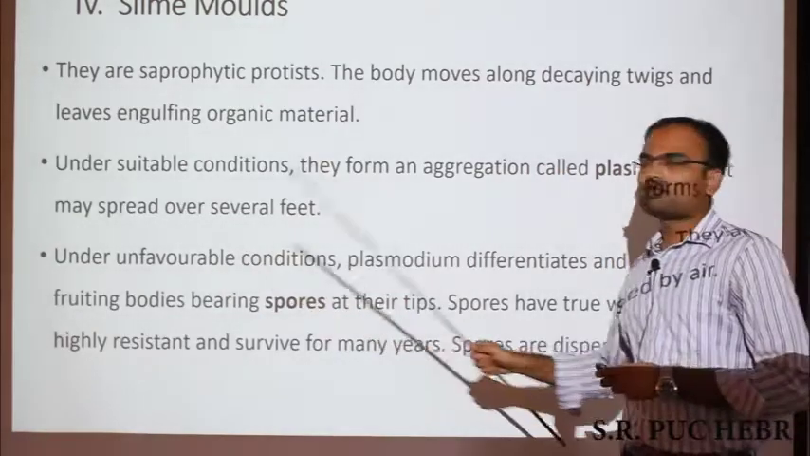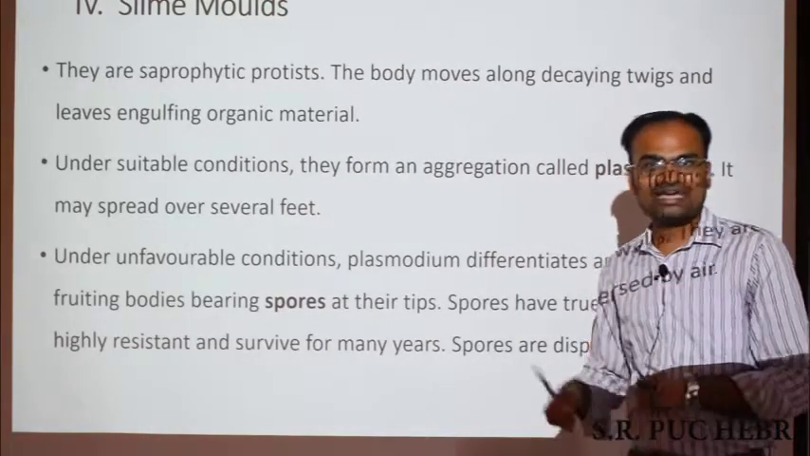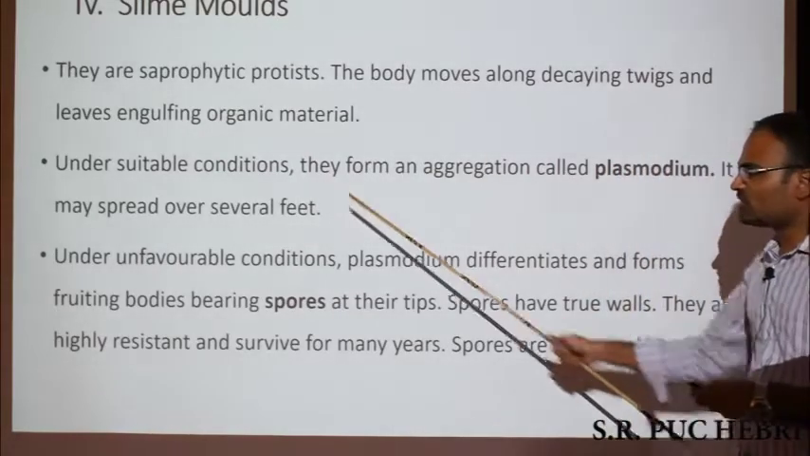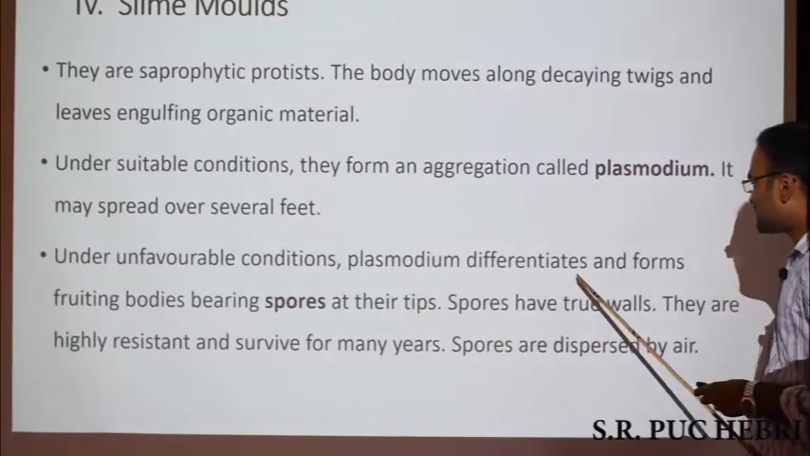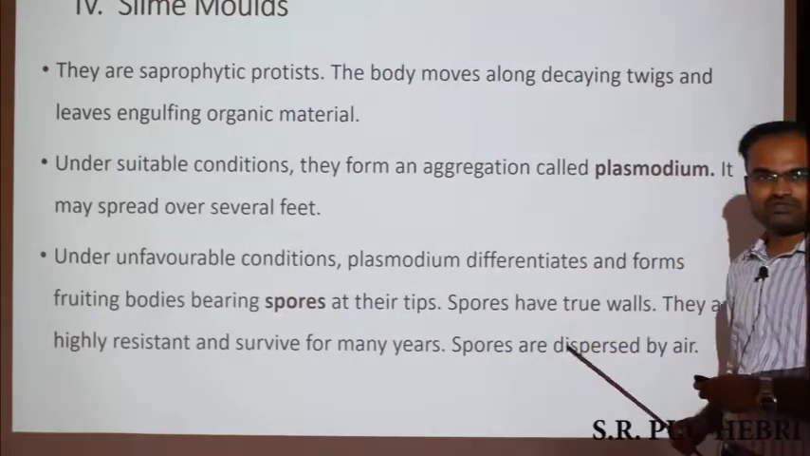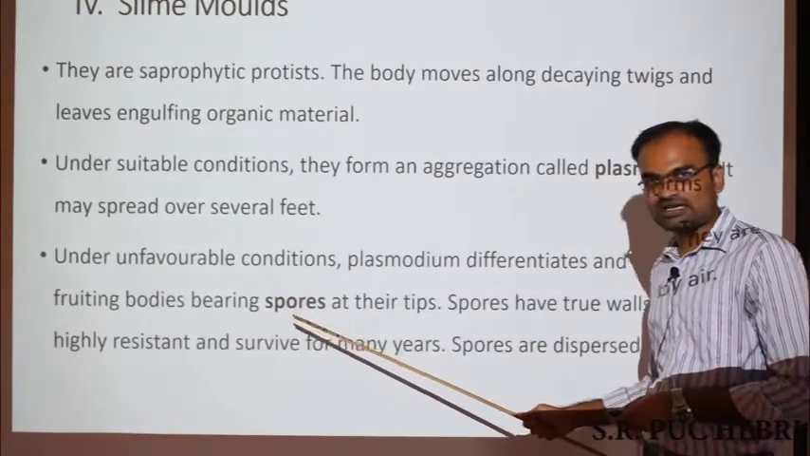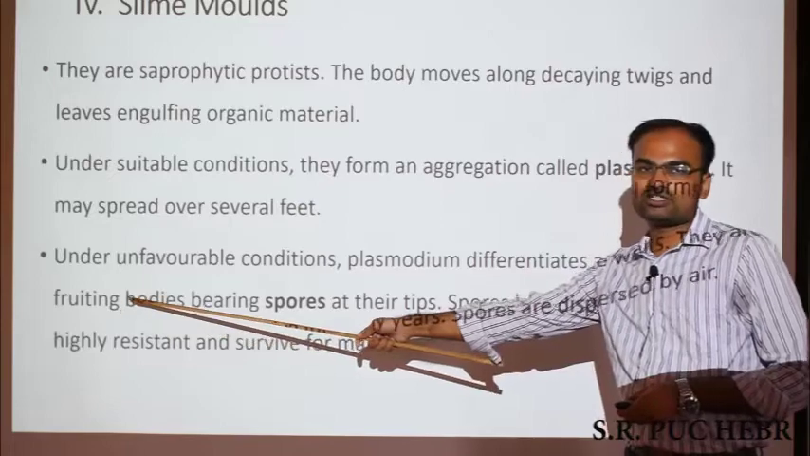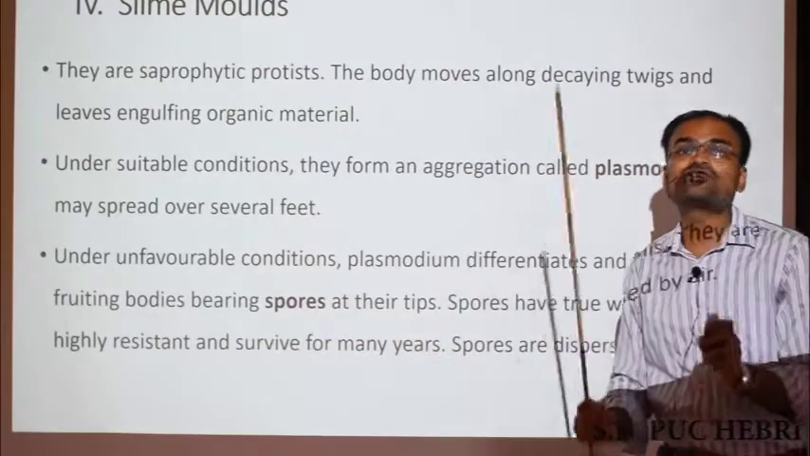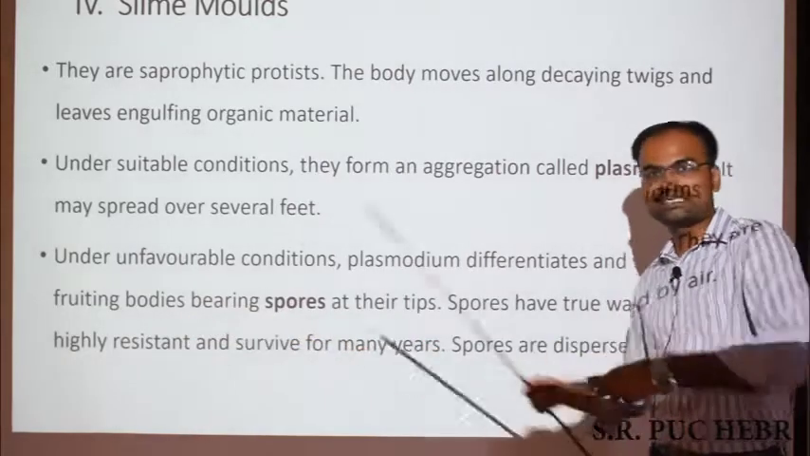But during unfavorable condition, if there is no availability of water, if they don't get enough nutrients for their growth, what they will do? The plasmodium, whatever they have formed during the favorable condition, they will differentiate and form fruiting bodies bearing spores at their tips. The entire plasmodium is converted into fruiting body, so that they will start to bear the spores. Here the fruiting body refers to spore bearing body of the organism. Fruiting body, that doesn't mean they are bearing the fruits. Okay, you can't get the fruits in slime molds. Fruiting body refers to spore bearing one.